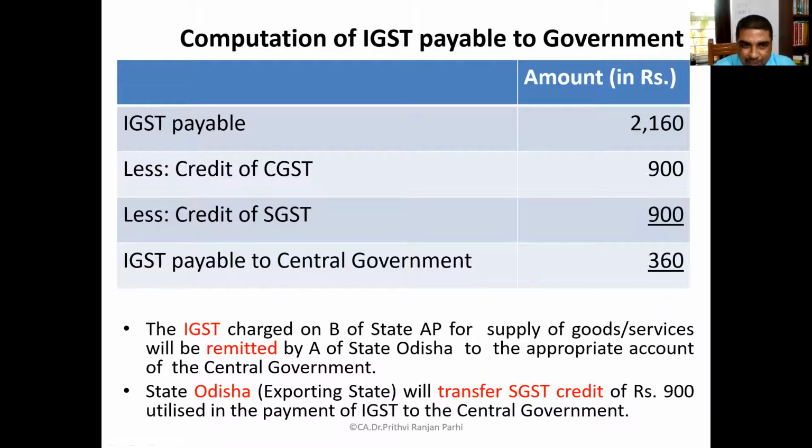Did you understand? Because here in a situation, SGST is utilized for discharge of IGST liability. Okay. Understood? Yes or no? Are you getting it? I'll move to the next stage. If it's not clear, I'll repeat it once again. SGST, which is utilized for discharge of IGST liability, has to be transferred by the exporting state to the center. And that is going to happen here. IGST payable was 2,160. But for discharging that liability, 900 rupees of SGST is utilized. So now this has to be paid by the exporting state to the center.